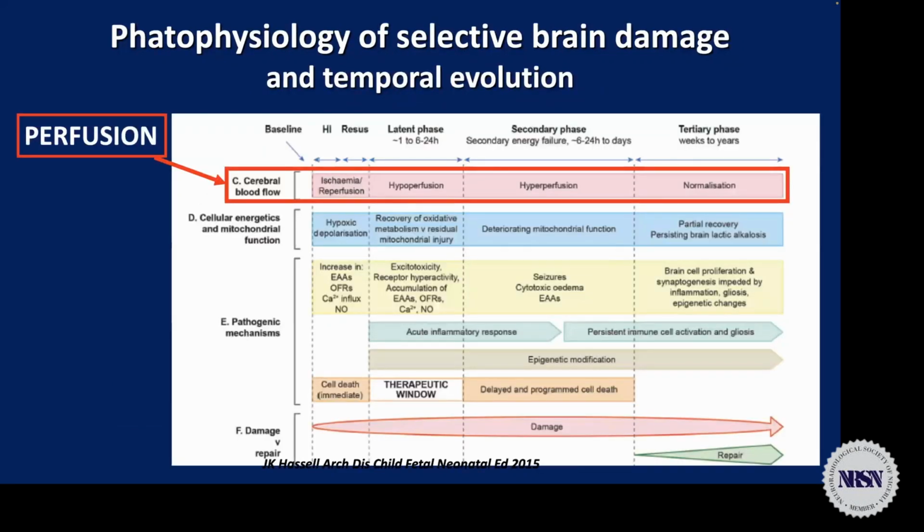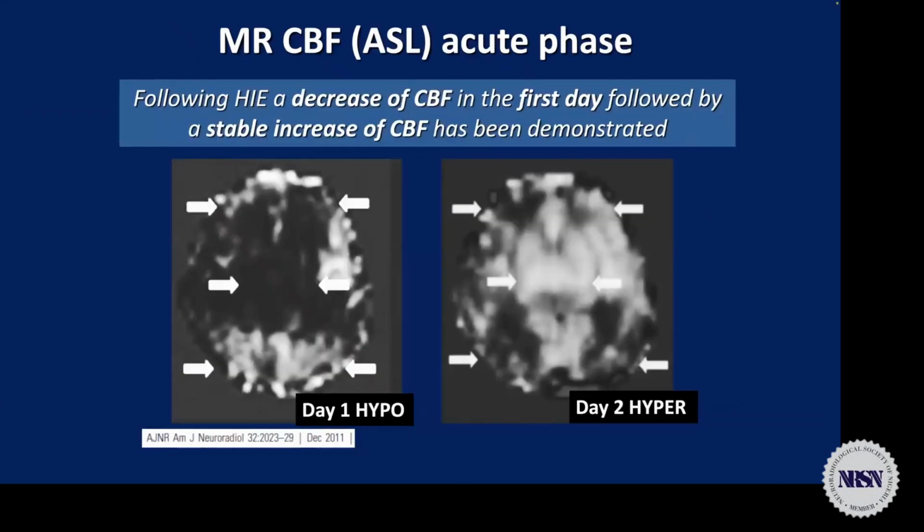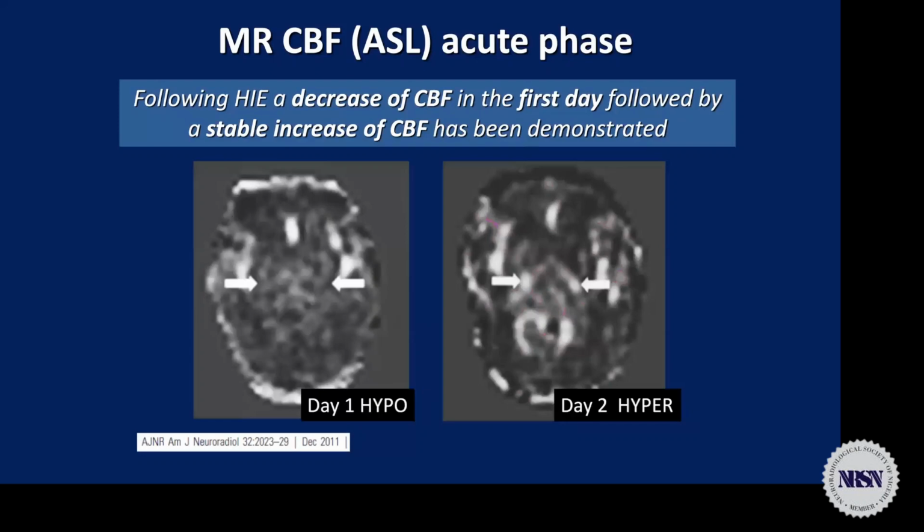What happens to perfusion in the very first time of ischemia? We have hypoperfusion on day 1 and hyperperfusion after day 1, on day 2. And you can see here, also in a less severe case, hypoperfusion here and hyperperfusion in the basal ganglia.